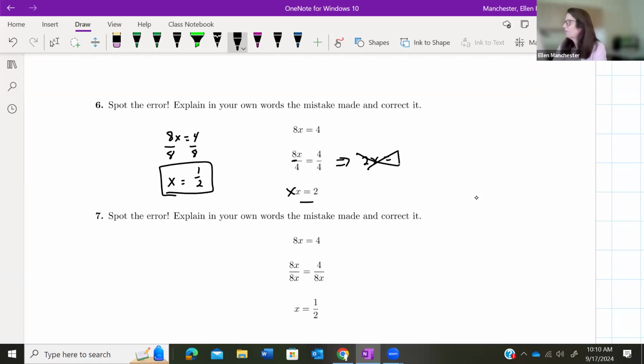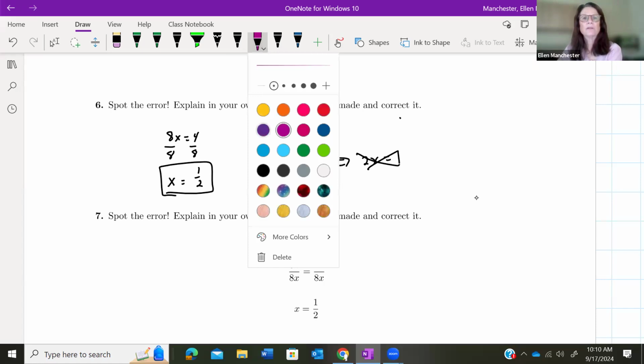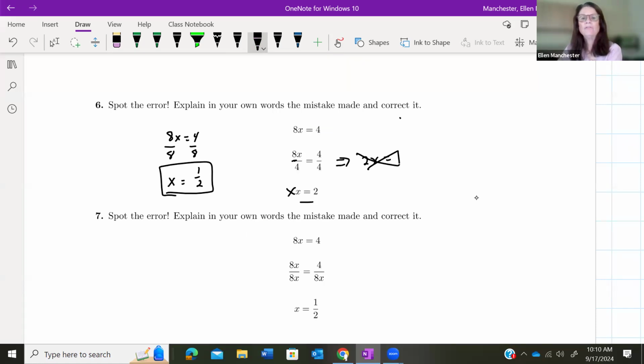All right, and I have seen that happen. I have seen people, especially if they have something like, let me get a different pen, it's too thick. Especially if they have something like 4 equals 8x. This is where that mistake is made, because you're so used to dividing by the left side. So again, this is incorrect. It doesn't matter which side the x is on, you're always going to divide by the value next to the x, because again, the goal is to get x by itself.